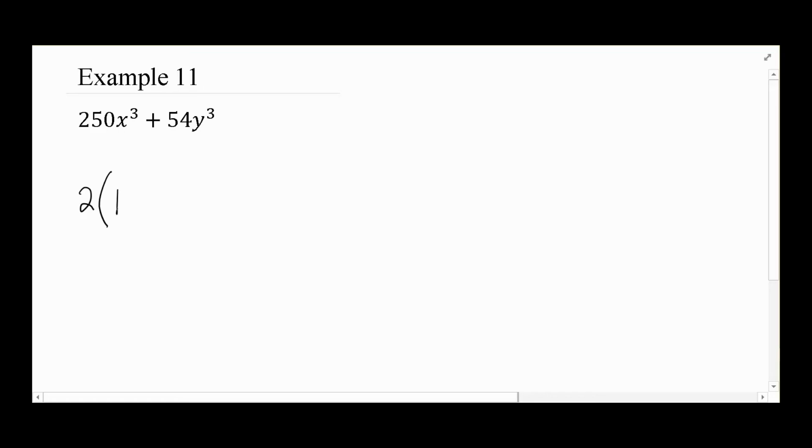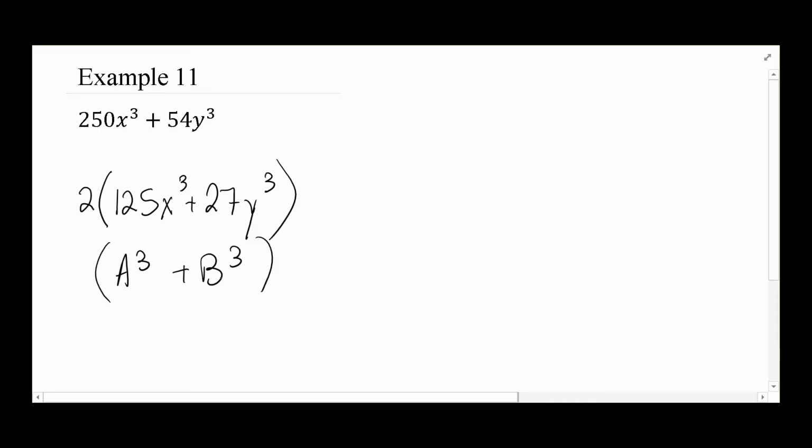That leaves me with 125x cubed and 27y cubed. And then you can always just say, hey, can I do better? Well, 125 is 5 times 5 times 5, and 27 is 3 times 3 times 3. So no, I don't think I can do better. I think that's as good as I can get. Well, now we got to look at that binomial and say, can I factor it using a special formula? And sure enough, I do have an a cubed plus b cubed situation.